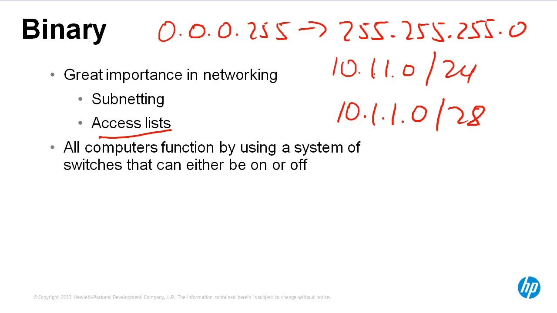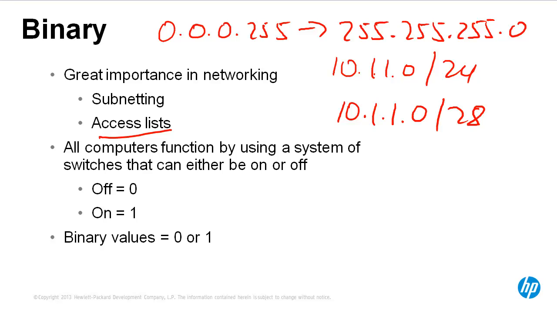All computers function by using a system of switches that can be either on or off. An off value is denoted as a 0 and an on value is denoted as a 1. So binary is a really simple language to understand. It has two options or two values, a 0 or a 1. Decimal, for instance, has values 0 to 9, but in binary it's always either a 0 or a 1. There are only two values that you need to understand.